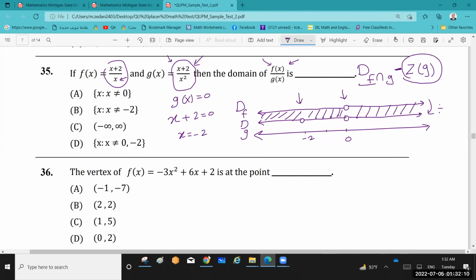Because at 0, the division is 0 over 0, 0 divided by 0. And here, some number x over 0 is also undefined. For this reason, this is the domain: x is not 0, x is not negative 2.